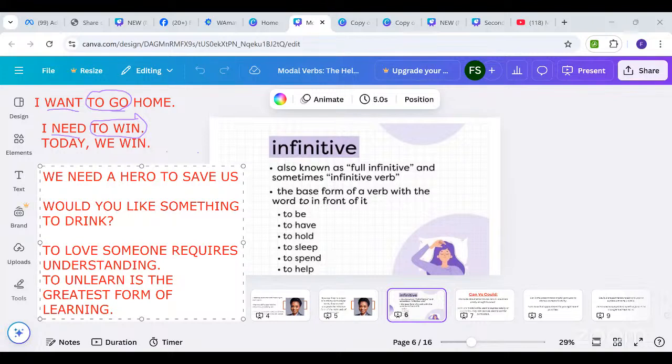So please identify the infinitives in the sentence. Please identify the infinitive in the second sentence. To unlearn is the greatest form of learning. To unlearn. Very well, to unlearn.